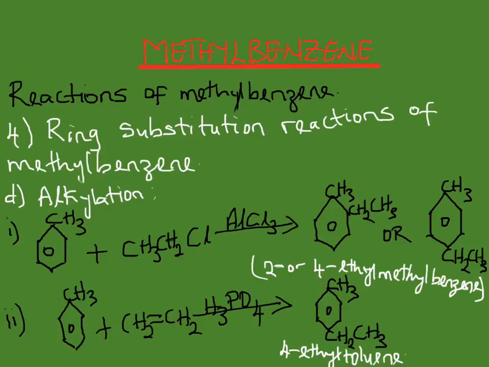The next reaction there, methylbenzene reacting with an alkene. In this example here, we're going to use ethene as an example of an alkene. The presence of phosphoric acid is going to give us 4-ethyltoluene.